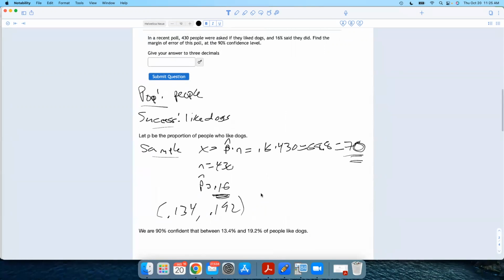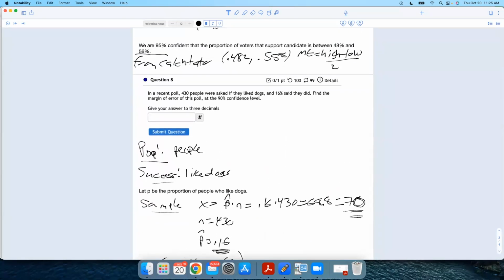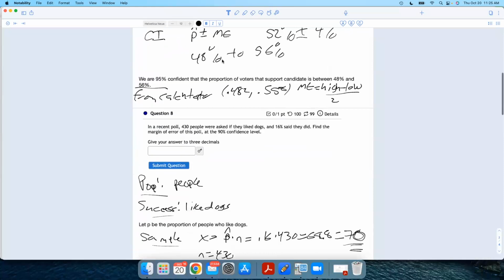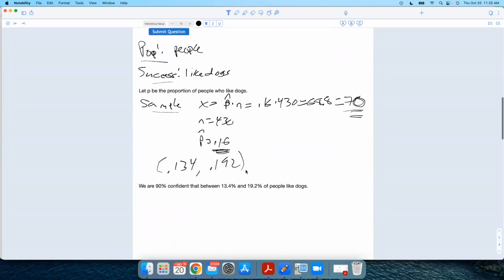Okay, now we still haven't answered their question. Their question was, what's the margin of error? Now, we could have done this. We could have found the standard error, found the Z star that goes with 90%. That's what, 1.645? It's in that document. We could have found the margin of error using these formulas right here. It's much easier, though, to use the calculator and then just say, we've got our interval.